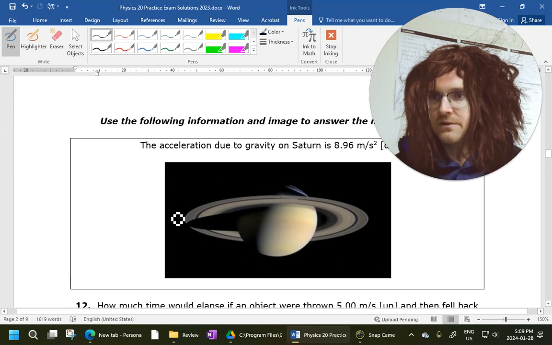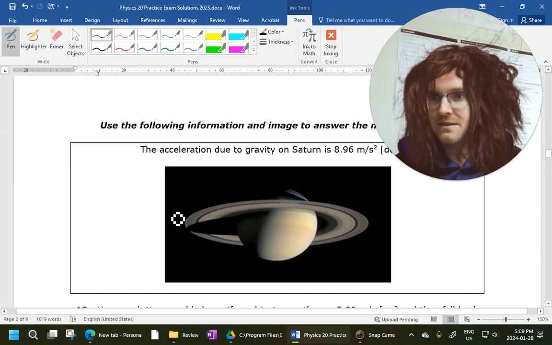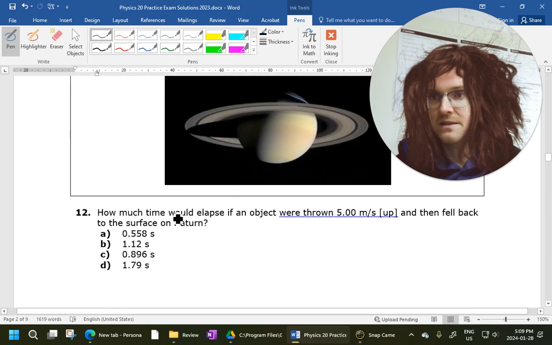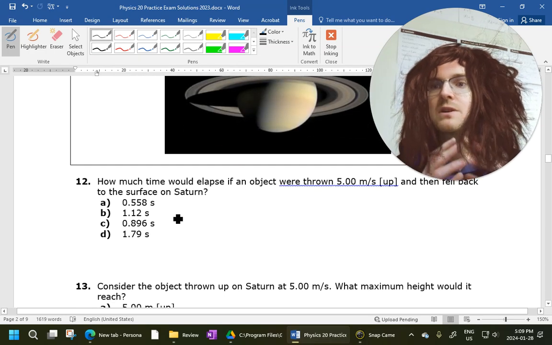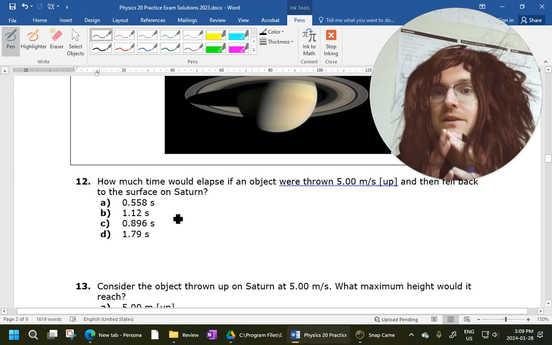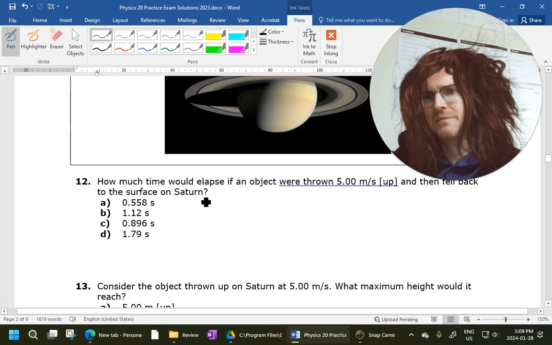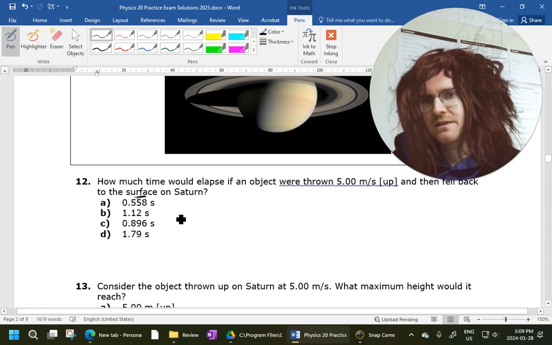Alright, so acceleration due to gravity, 8.96 meters per second squared. That's pretty close to Earth. See this on Saturn, right? How much time would elapse if you threw an object up and it fell back down to the surface? So I'm assuming it comes back down to the same height.